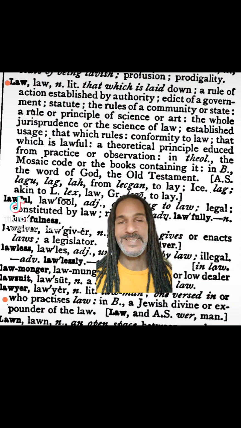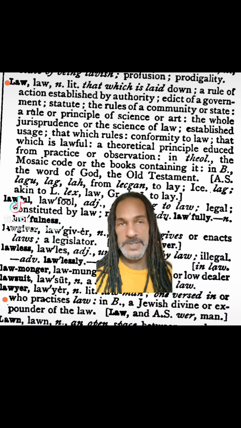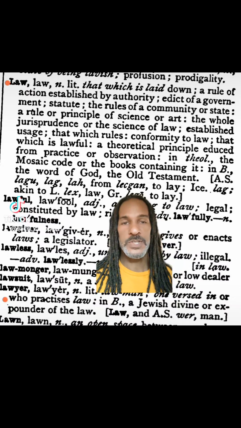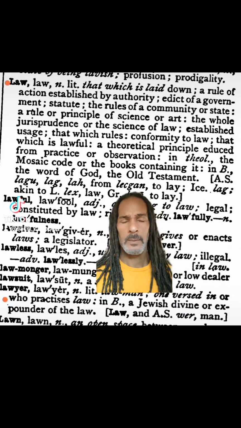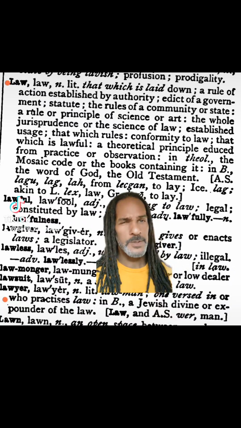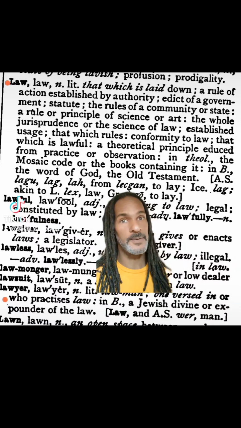Here we have the 1874 Chambers Etymological Dictionary, and it reads as follows. Law, noun, literally that which is laid down, a rule of action established by authority. Wait a minute. If you accept their authority, then you're serving two masters, because your only authority is the creator, the all that there is. That's why there's the law of nature.